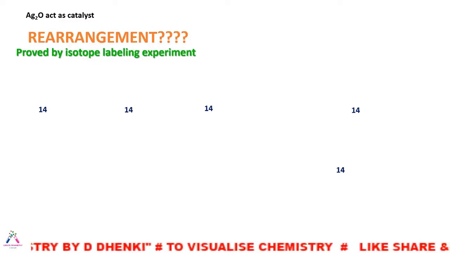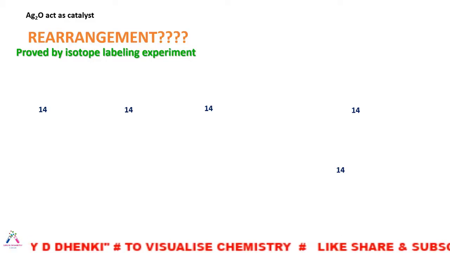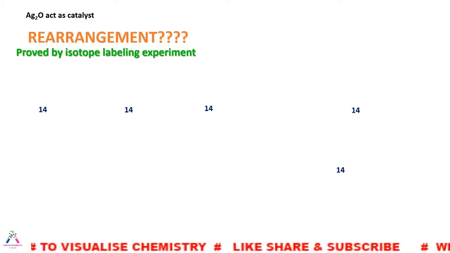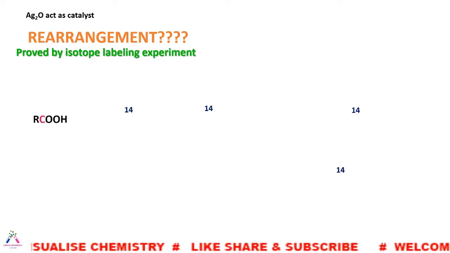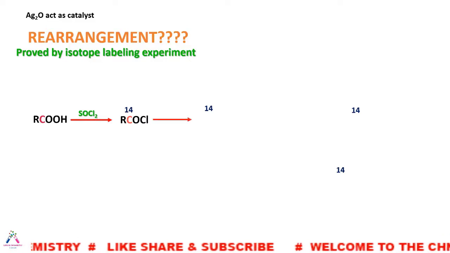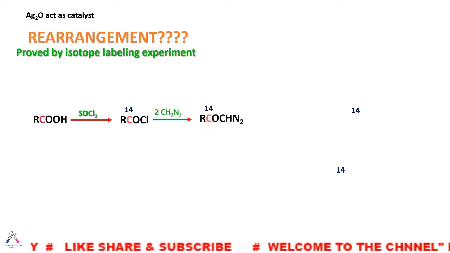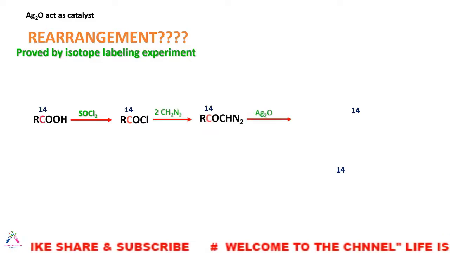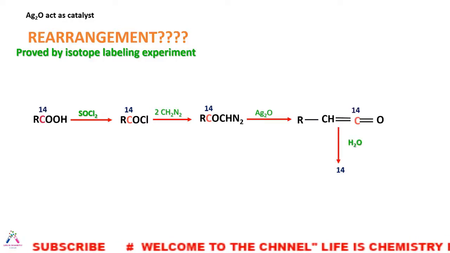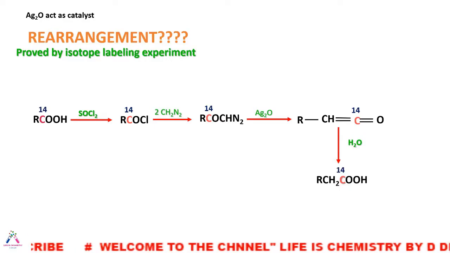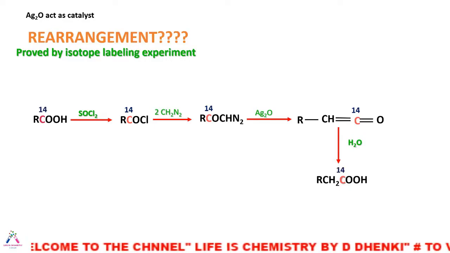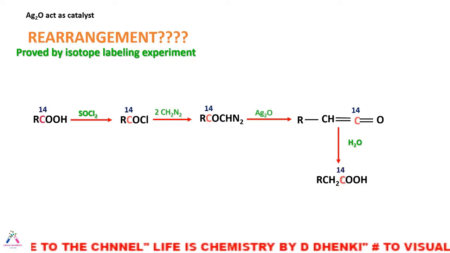But how can we know about the rearrangement? It is verified or proved by the isotope labeling experiment. What is the isotope labeling experiment? We label the starting carboxyl carbon with its radioactive isotope, and it is found that in the ultimate product, which is the homolog of the starting carboxylic acid, the carboxyl carbon remains isotope labeled.